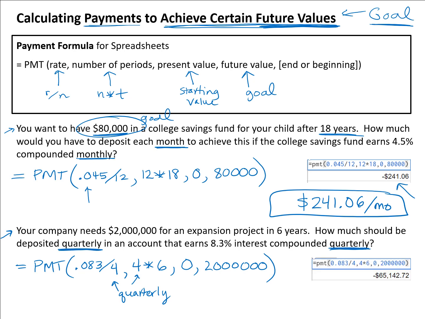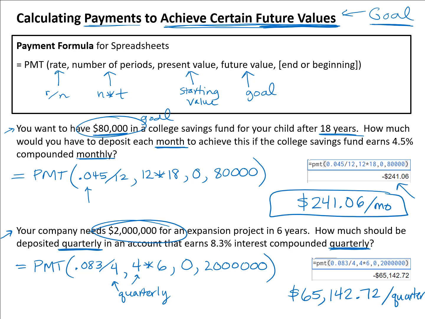Here's the screenshot from when I did this in Google Sheets. And you'll see that the output ends up being $65,142.72. So this company needs to put that amount of money, $65,142.72 per quarter, into this investment to achieve $2 million after 6 years.